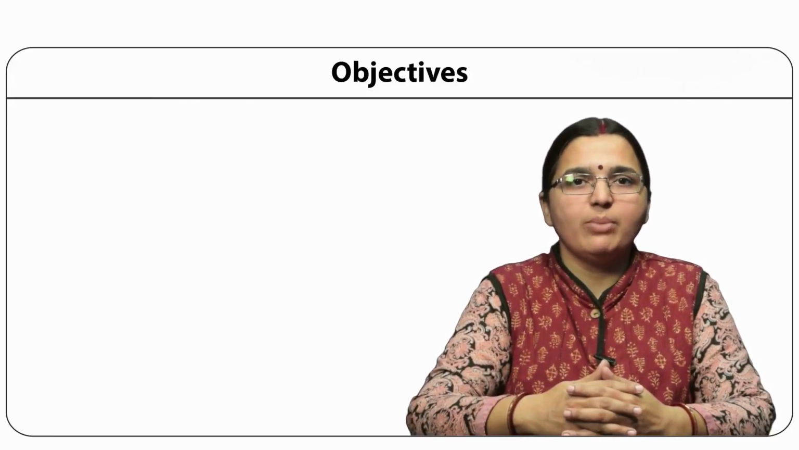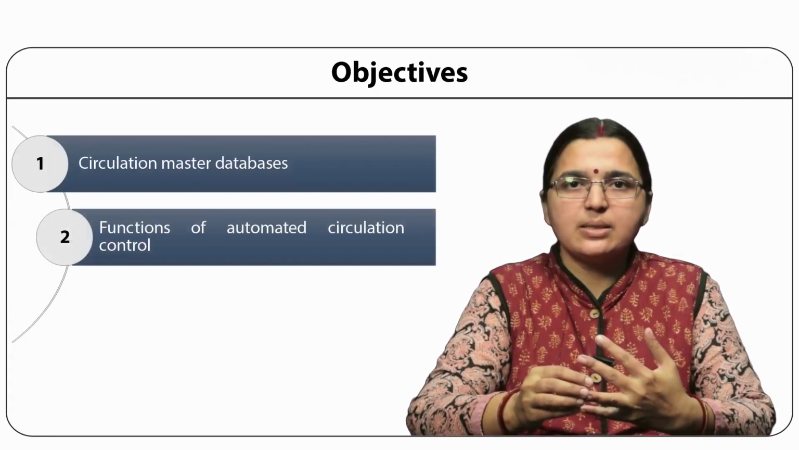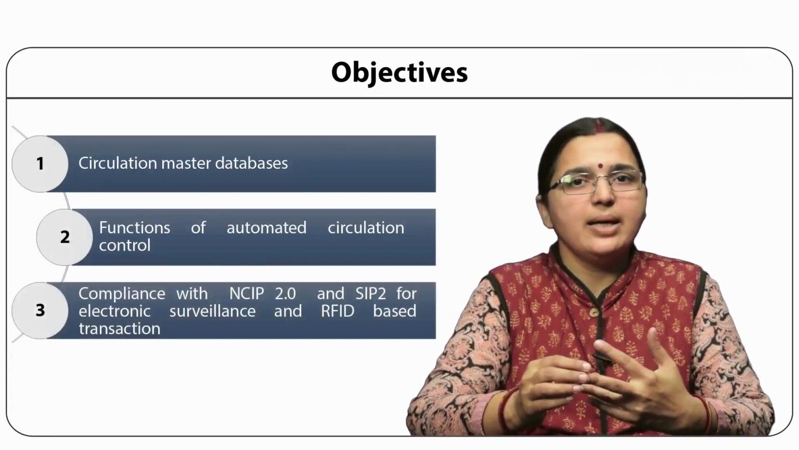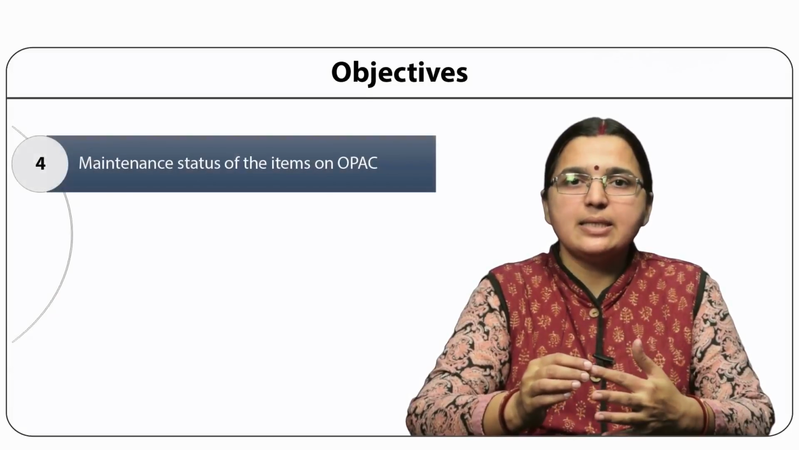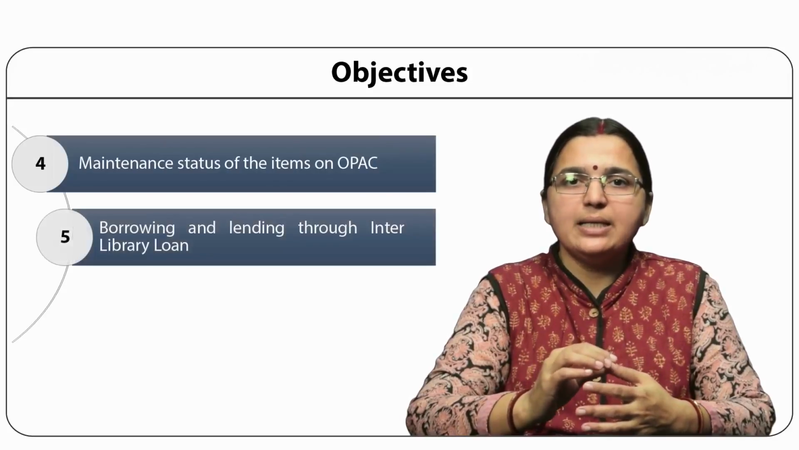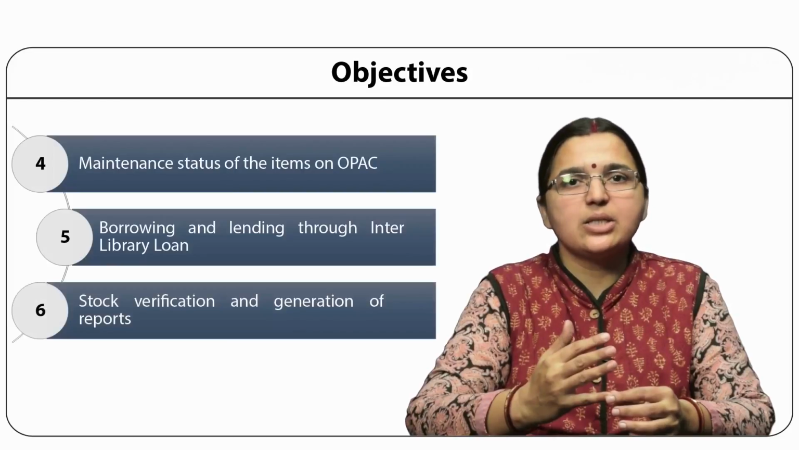Objectives are to study about the circulation master databases, functions of automated circulation control, compliance with NCIP 2.0 and SIP 2 for electronic surveillance and RFID based transaction, maintenance status of the items on online catalog, borrowing and lending through interlibrary loan, and stock verification and generation of different types of reports.